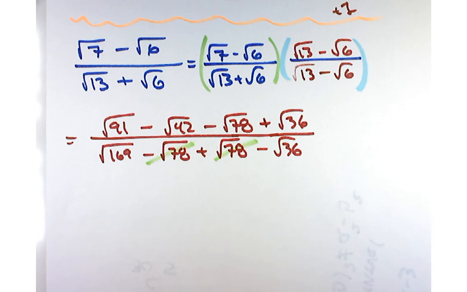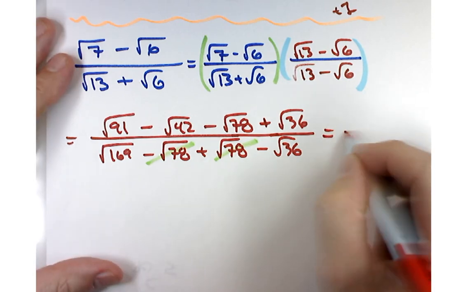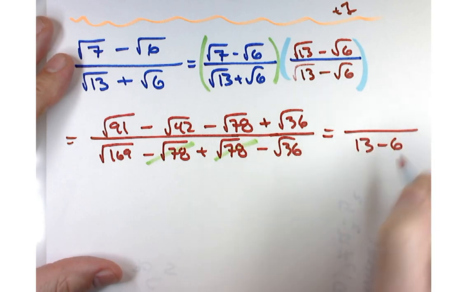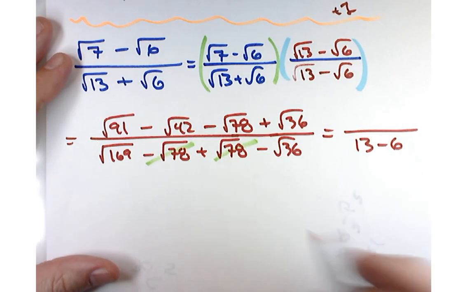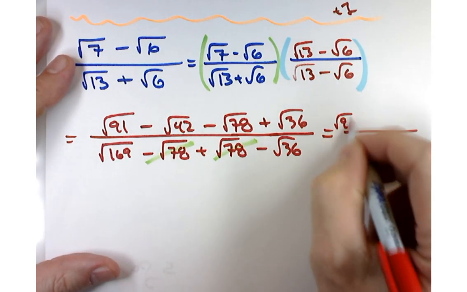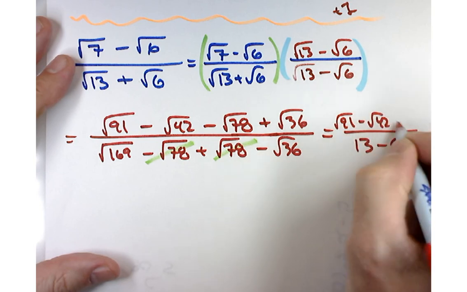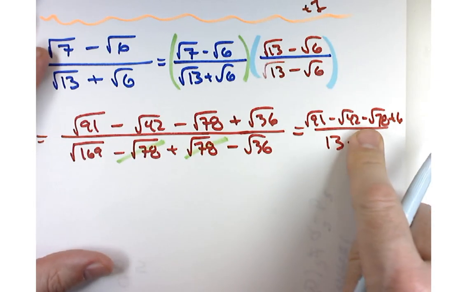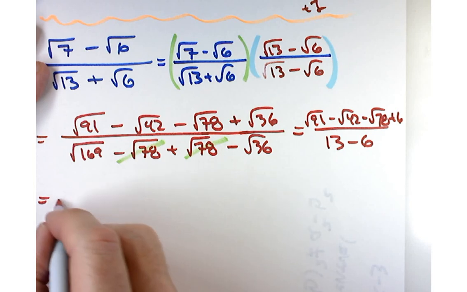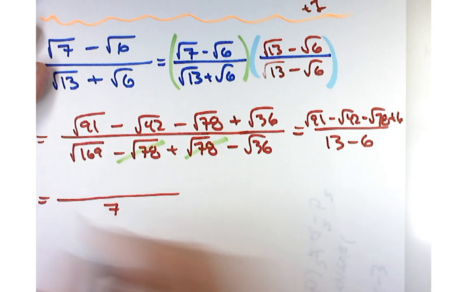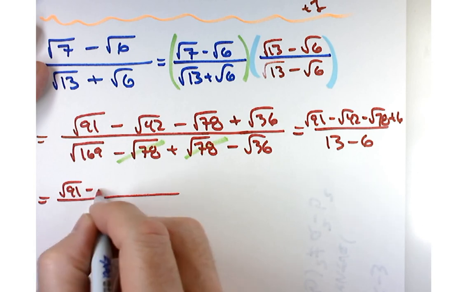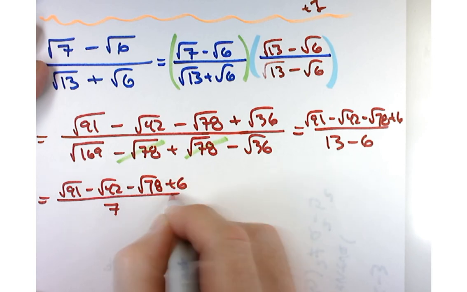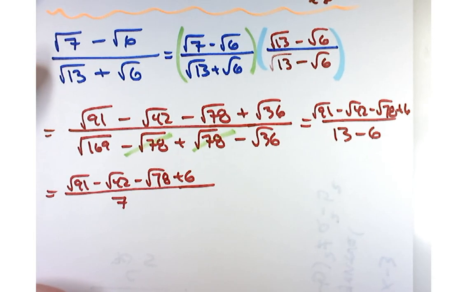Those terms in the denominator are going to cancel. Here we're going to end up with 13 minus 6. Not going to get anything pretty in the numerator. It's just going to be square root of 91 minus square root of 42 minus square root of 78 plus 6. And none of these are going to simplify. The only simplification you're going to get is in the denominator, which is a 7. Square root of 91 minus square root of 42 minus square root of 78 plus 6. And that is it. That's as far as we can go with that one.